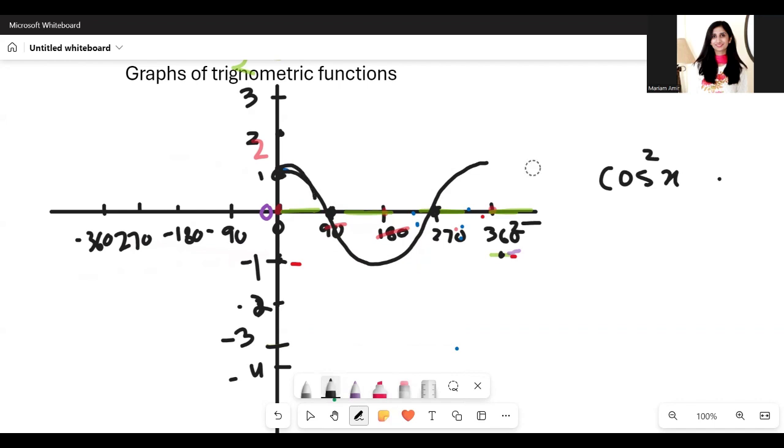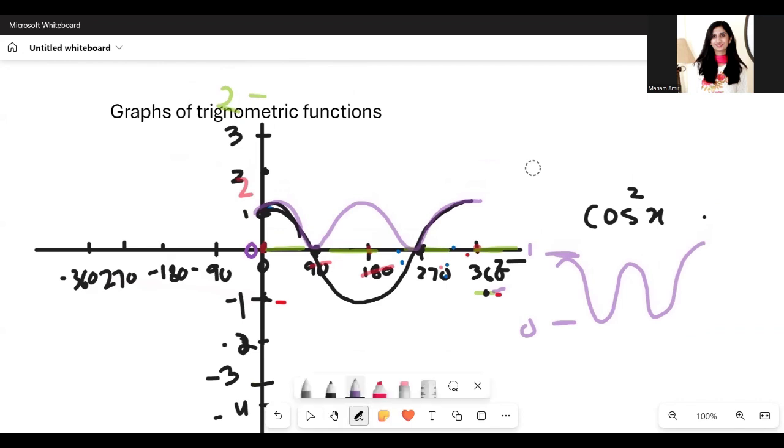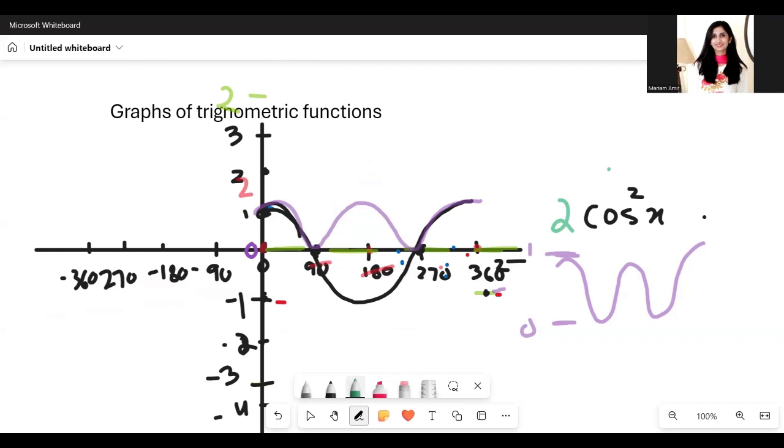Let me use another ink. So it goes like this. A W. Like this. And its minimum value is 0 and maximum value is 1. And of course, if you increase its magnitude, like if it becomes 2 cos square x, then it goes like this, from 0 to 2. Something like this. Okay, that's the graph of cos square x.